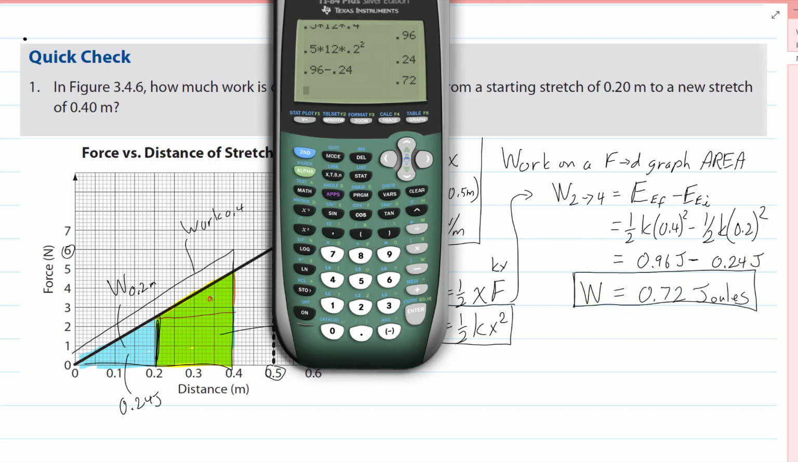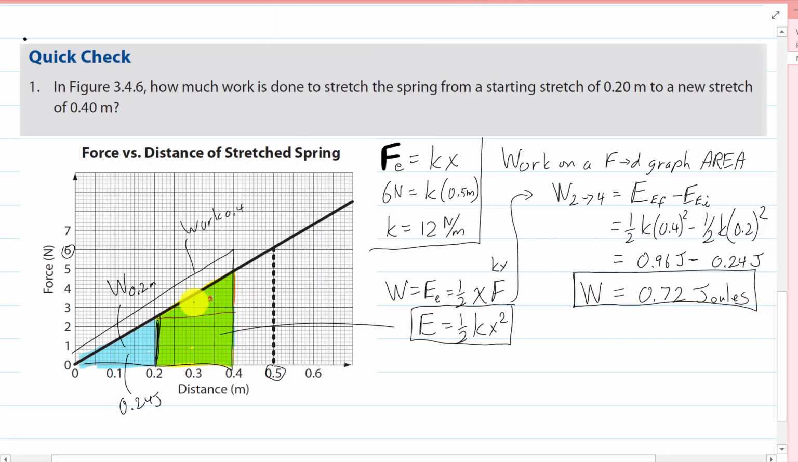Okay, lots of learning here. We could have done it by just looking at this graph and measuring the area out. Okay, we could have also done it as the area of this trapezoid. If you knew your area of a trapezoid formula, that height plus that height divided by 2 times the base would have given you that answer as well.